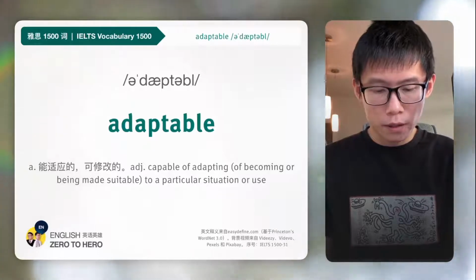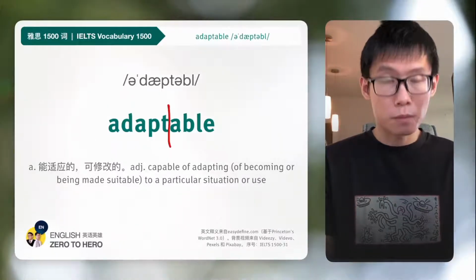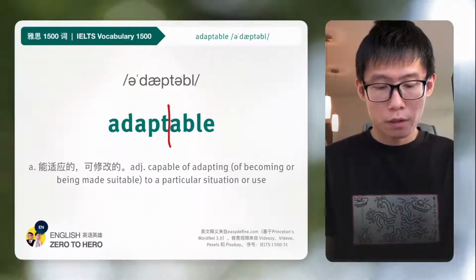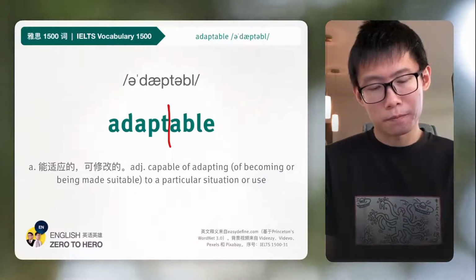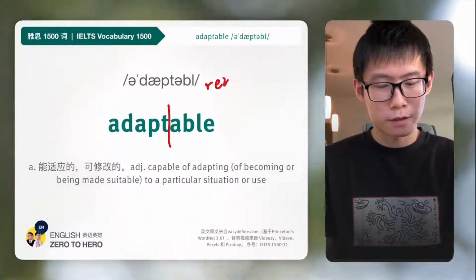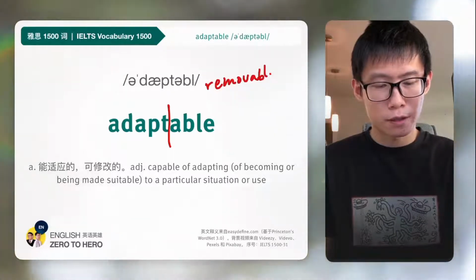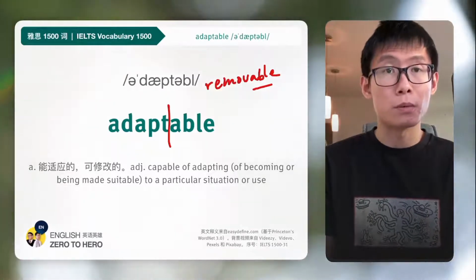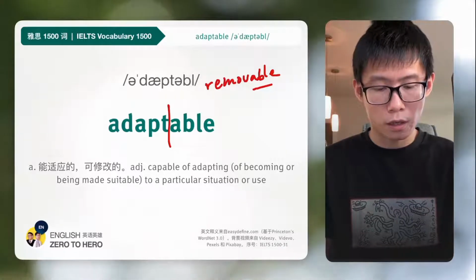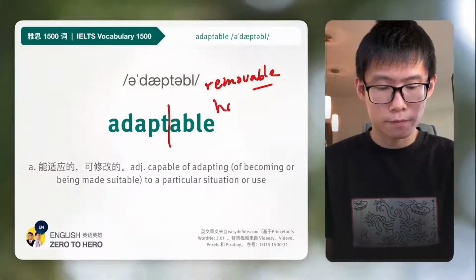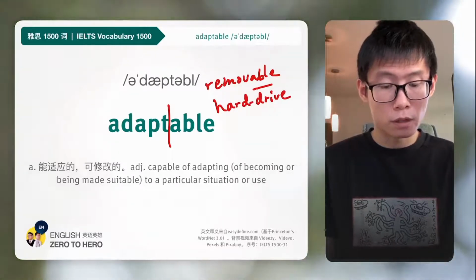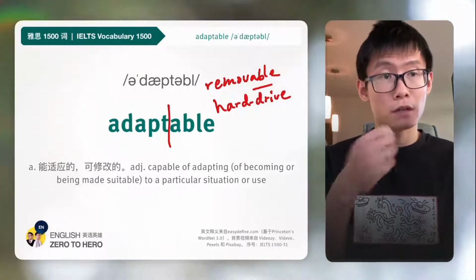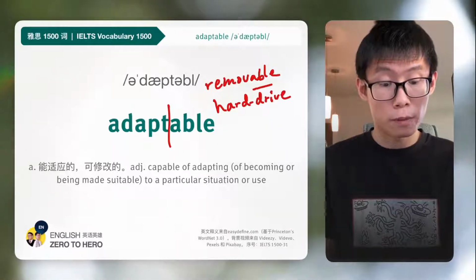We know that something able means able to do something. For example, removable, right? That's something that can be removed. For example, removable hard drive. A removable hard drive 就是可移动硬盘，就可以拿走的硬盘啊，这是removable hard drive.